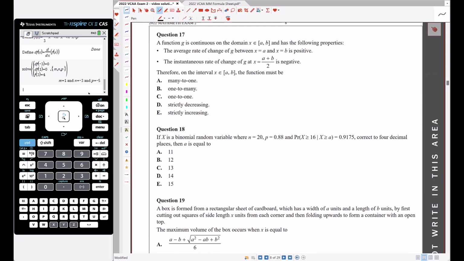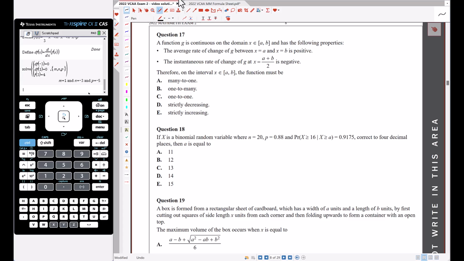Okay, question 17. A function g is continuous on the domain a to b and has the following properties. The average rate of change of g between a and b is positive, so that means the average gradient is positive, which means the y-coordinate at b will be bigger than the y-coordinate at a, it'll go up on average. The instantaneous rate of change of g at x equals (a plus b) on 2, so that's halfway between a and b, is negative, so the gradient at that point is negative. Therefore, on the interval a to b, the function must be.